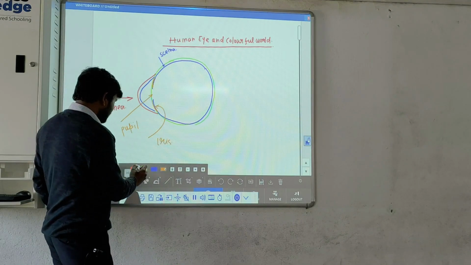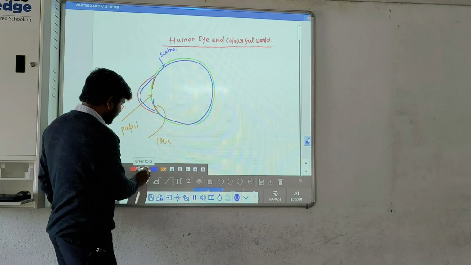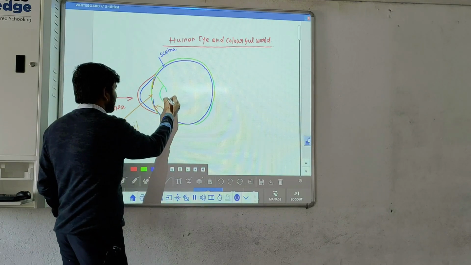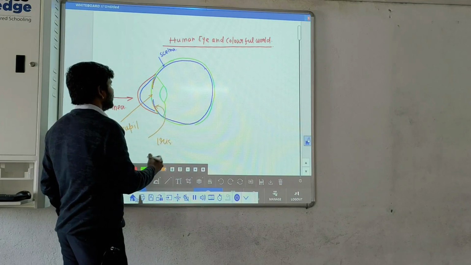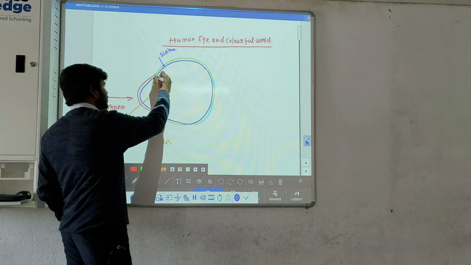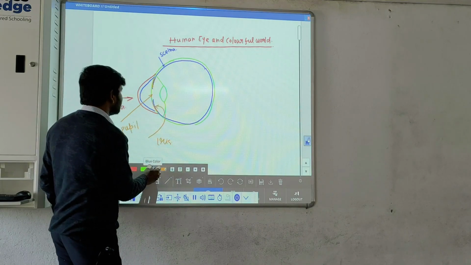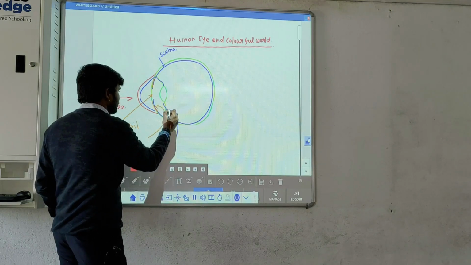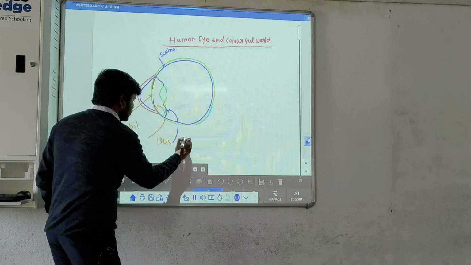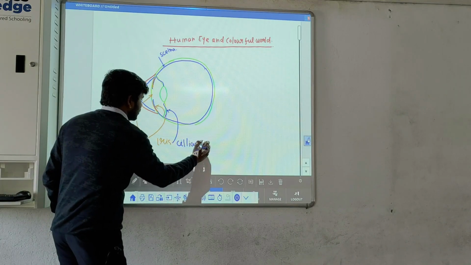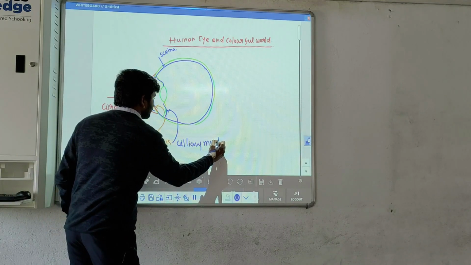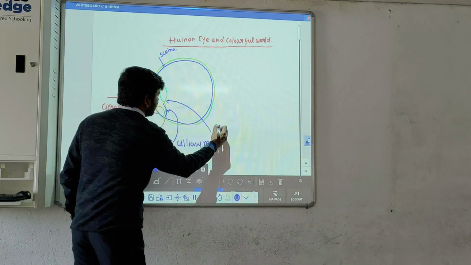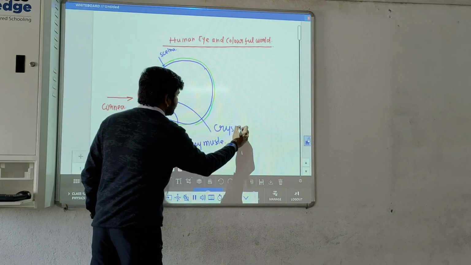And we have one lens, that is known as crystalline lens. The lens is basically a convex lens. And this convex lens is supported with the help of one muscle, that is known as ciliary muscle. This is your ciliary muscle, and this is your lens. The lens is known as crystalline lens. It is a convex lens.